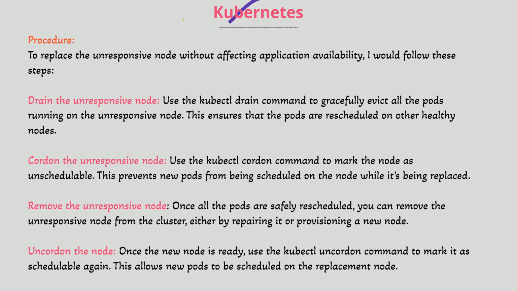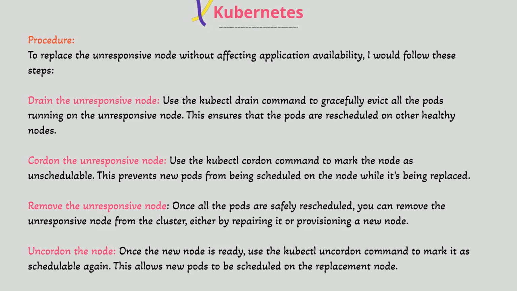Cordon the unresponsive node. Use the kubectl cordon command to mark the node as unschedulable. This prevents new pods from being scheduled on the node while it's being replaced. Remove the unresponsive node. Once all the pods are safely rescheduled, you can remove the unresponsive node from the cluster, either by repairing it or provisioning a new node.